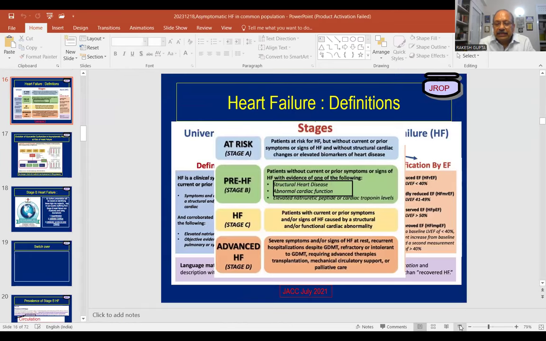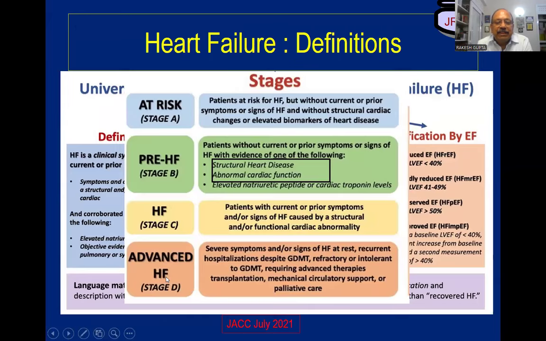Can you see my slides? Yes, sir. If you look at this slide very carefully, these are the stages of heart failure. At risk means patients who are hypertensive, diabetics, but have not developed heart failure, or do not have elevated biomarkers. Stage B heart failure is when they have structural heart disease. What do you mean by structural heart disease? It means dilated LA, or abnormal cardiac function, or elevated NT-proBNP.